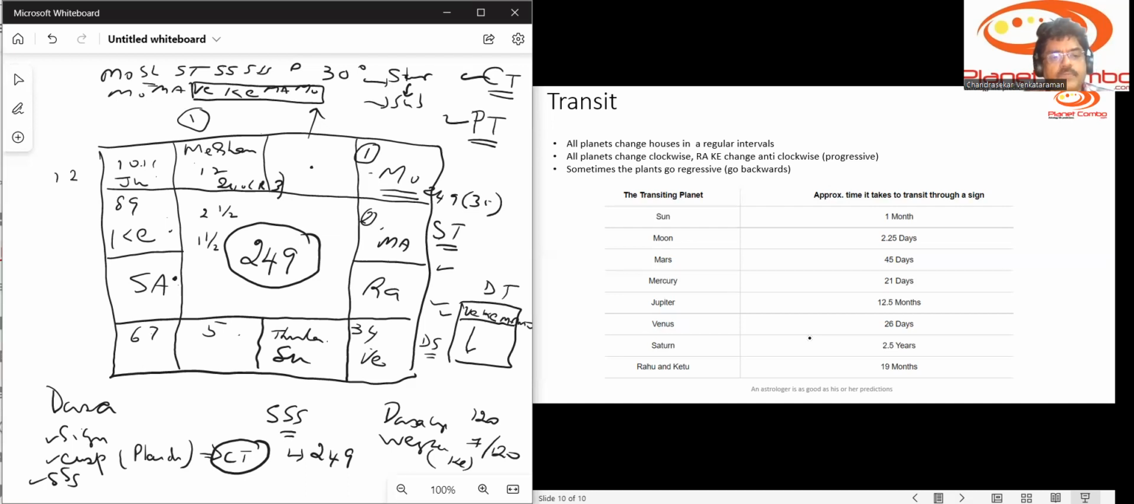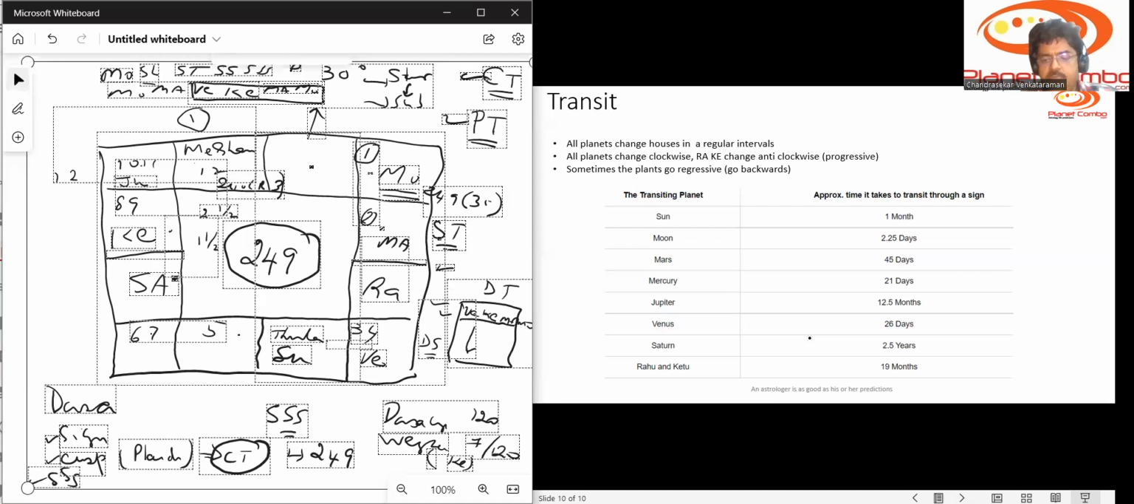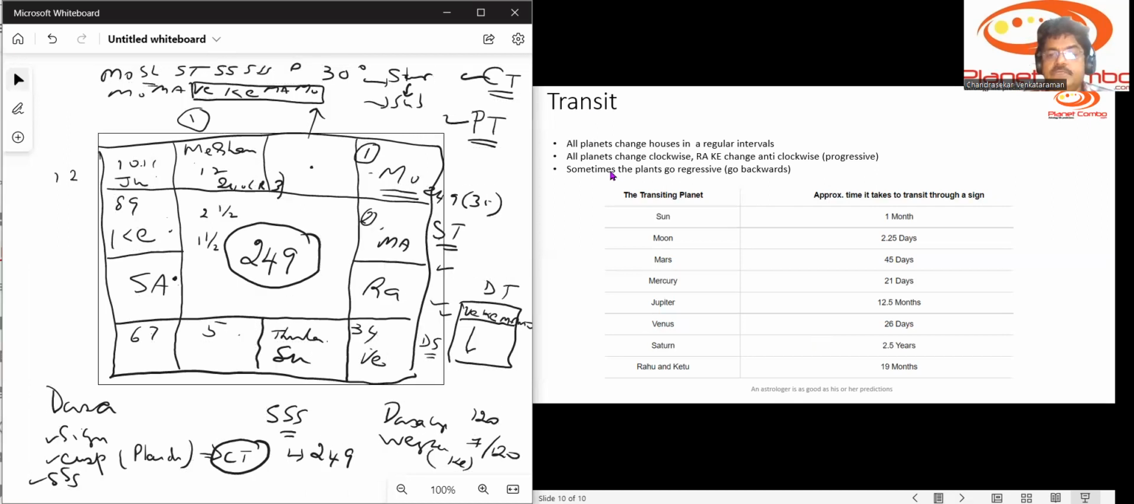Now, in the transit table, there is only one thing I want to say. I have given the transit times here. The Sun moves in 1 month, the Moon moves in 2.25 days, Mars is 45 days, Mercury is 21 days, Jupiter is 12.5 months, Venus is 26 days, Saturn is 2.5 years, and Rahu and Ketu are 19 months. This is what happens, right?